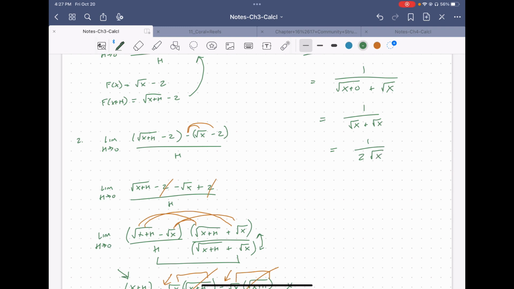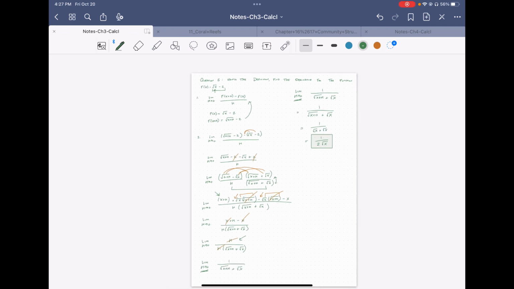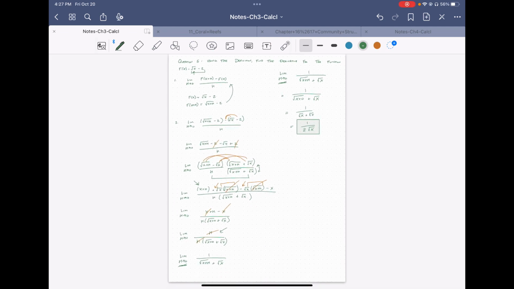Because that's basically the same thing as saying x plus x equals 2x. You just have a root in it. This is the final answer, and that is how you solve this problem. Here are all the steps.